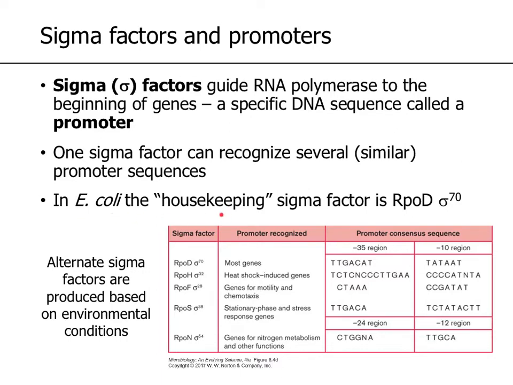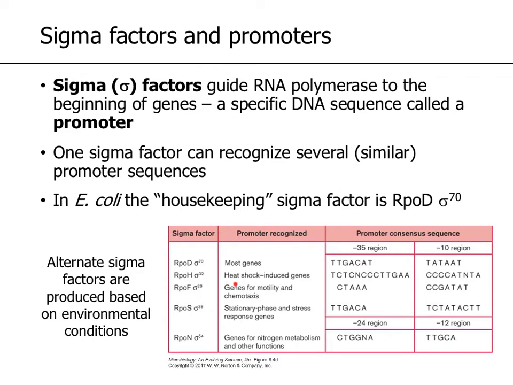So in E. coli, what we call the housekeeping sigma factor, so the one that kind of does most of the genes, is called RpoD, or more commonly known as sigma 70. And there are several other sigma factors that control other genes, but as you can imagine, it's used as a regulation technique so that you only make these certain genes in the cell when it's necessary.